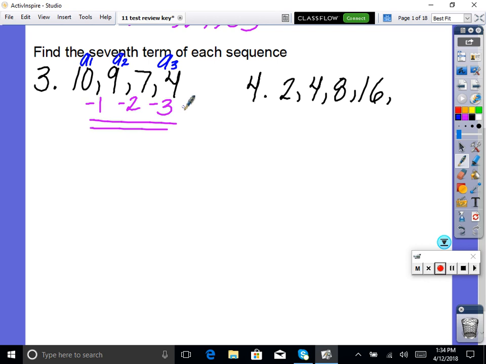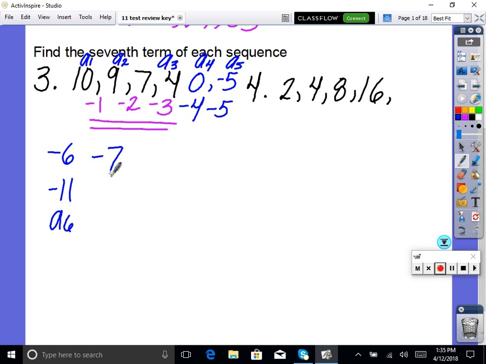So let's write it out. So next thing we'll do is subtract 4. 4 minus 4 is 0. The next thing we'll do is subtract 5. 0 minus 5 is negative 5. Here's a sub 4. Here's a sub 5. And then we'll be subtracting 6 from that. Negative 5 minus 6 is negative 11, and that would be a sub 6. And then we'll be subtracting 7, it looks like.